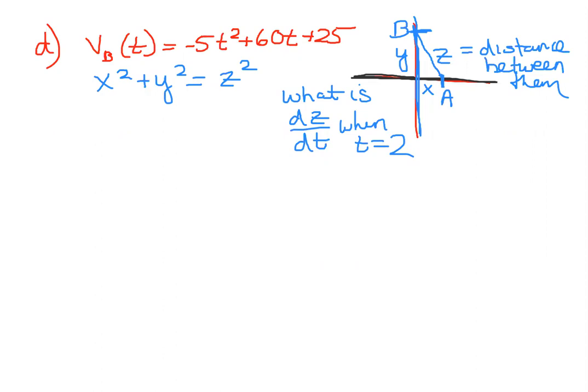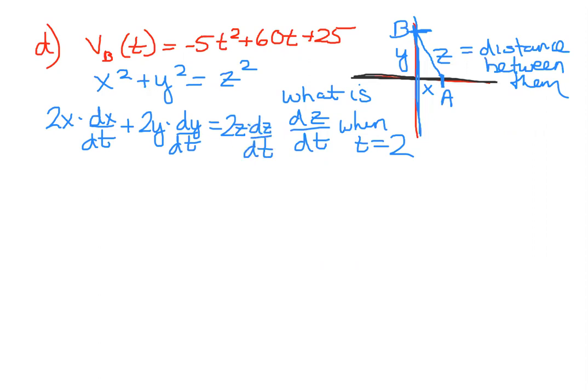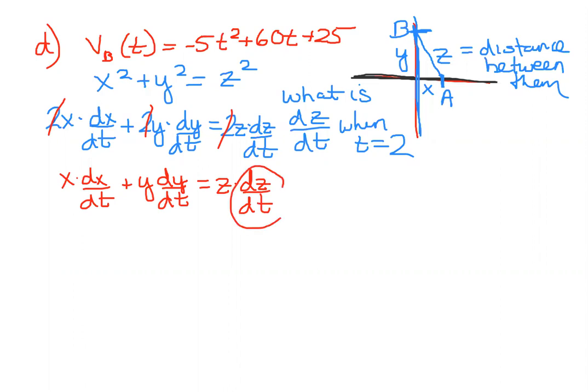So we're going to take the derivative of all of these things. We're going to say 2x times dx over dt plus 2y times dy over dt equals 2z times dz over dt. So all these 2's can just go away. We can just divide by 2. So we get x times dx over dt plus y times dy over dt equals z times dz over dt. This is what we're looking for. So we have to fill in things for everything else.